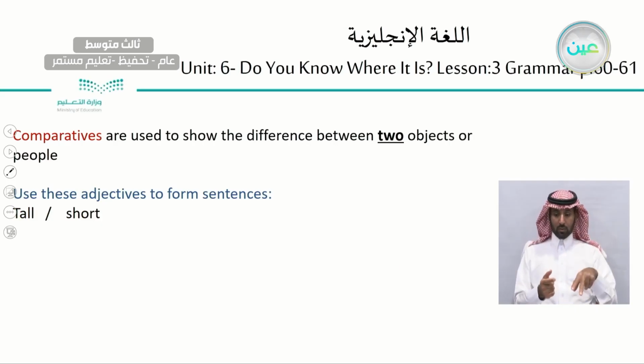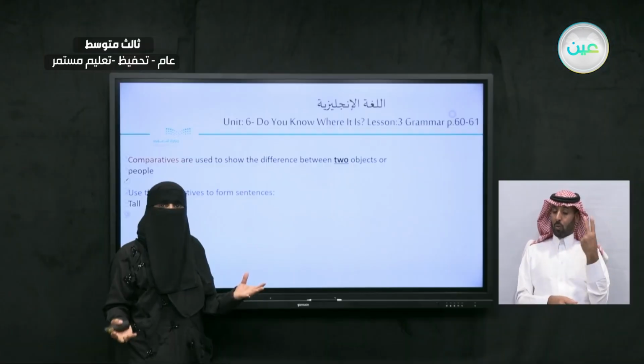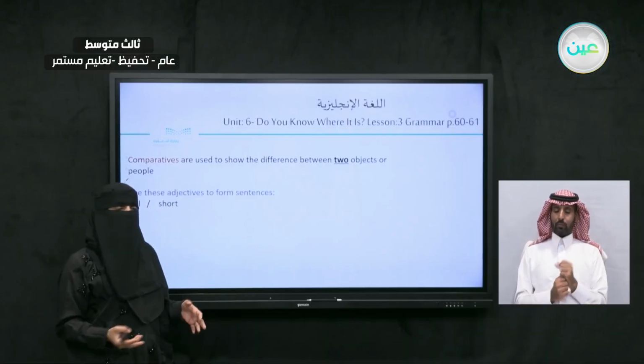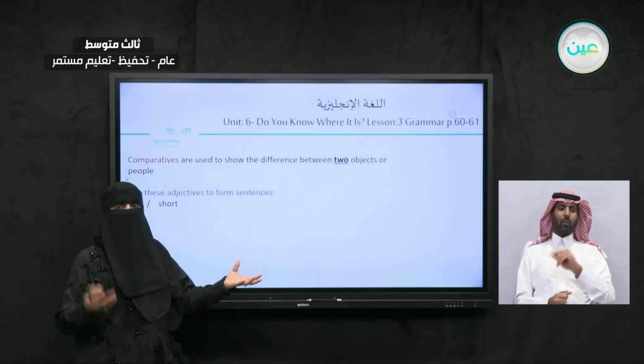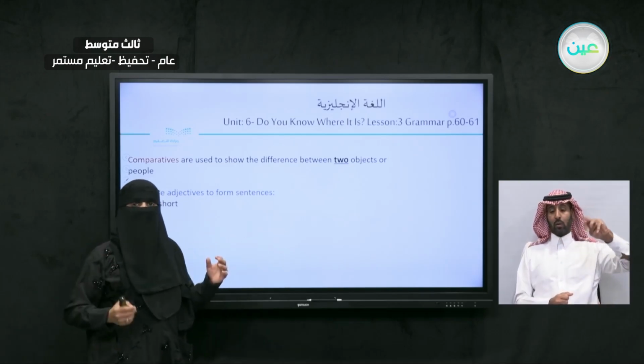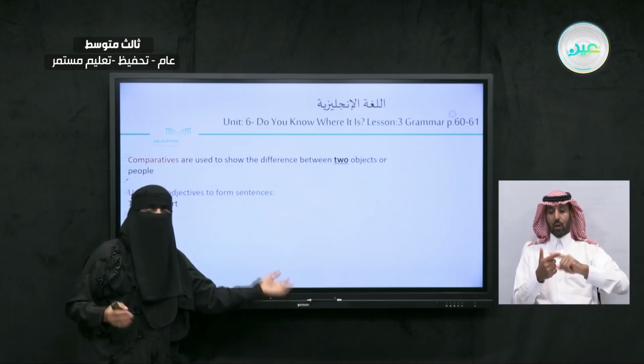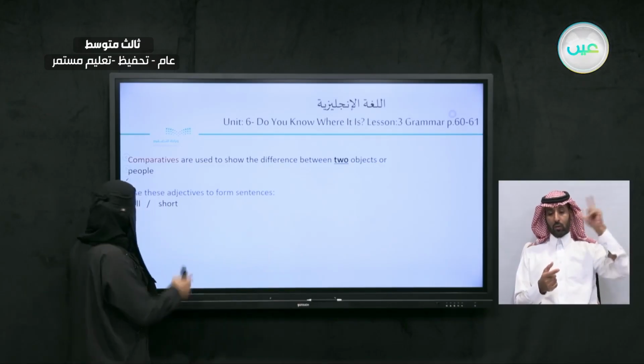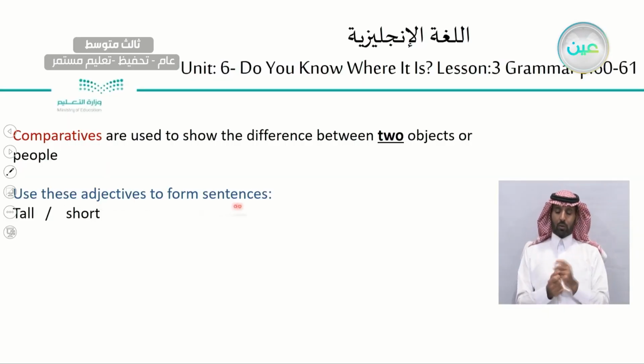Comparatives are used to show the difference between two objects or people. We can compare between two people or two objects, like Ahmed and Ali. Ahmed is taller than Ali. Ali is shorter than Ahmed, okay? Use these adjectives to form sentences. We have tall and short.